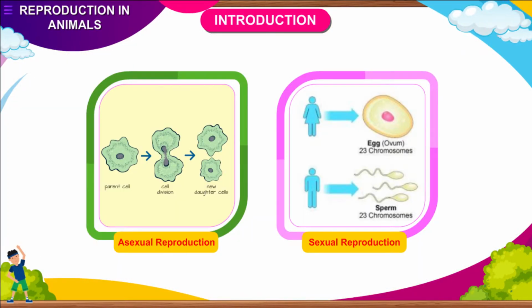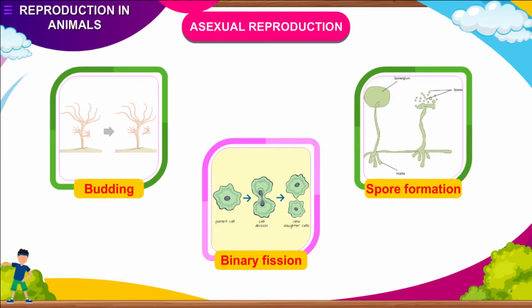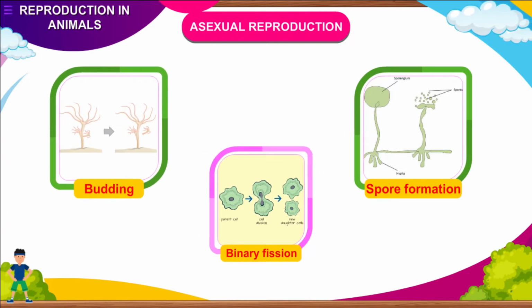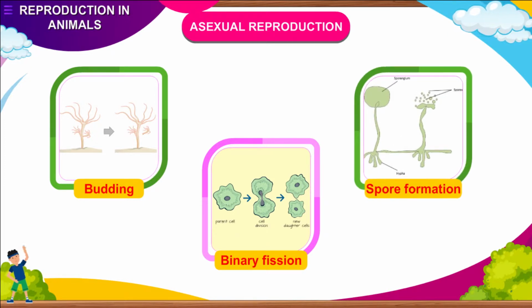Reproduction may take place by either of the following methods. Asexual reproduction, one parent is involved. Sexual reproduction, two parents, male and female, are involved. Asexual reproduction. In asexual reproduction, only one parent is involved. Asexual reproduction takes place through budding, binary fission, spore formation, or fragmentation.